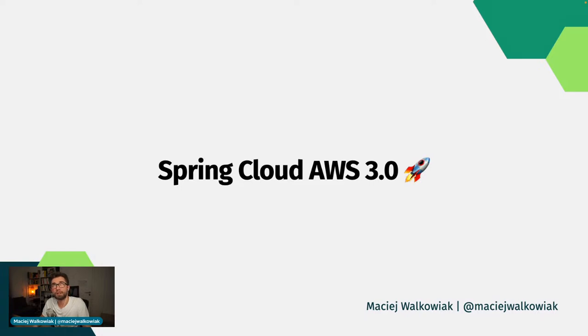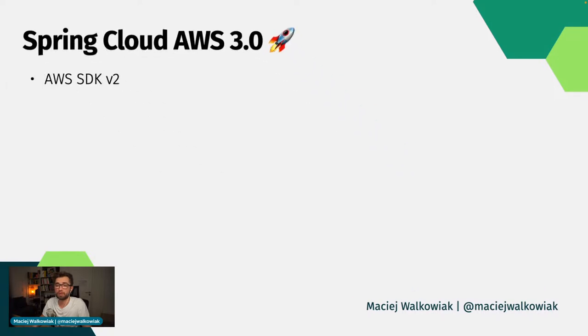So when we started developing Spring Cloud AWS 3.0, we had a couple of points in mind. First of all, it must be migrated to AWS SDK V2. And these SDKs are maybe not very different, but they are different enough that it meant for us that we practically have to rewrite a big chunk of the project.